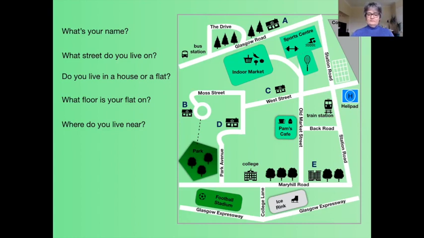What's your name? My name's Bill. What street do you live on? I live on College Lane. Do you live in a house or a flat? I live in a flat. What floor is your flat on? It's on the ground floor. Where do you live near? I live near the ice rink and the football stadium. The college is only 5 minutes walk from my flat.